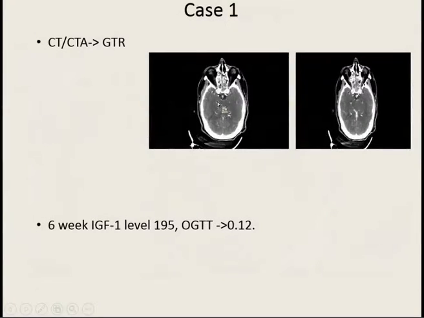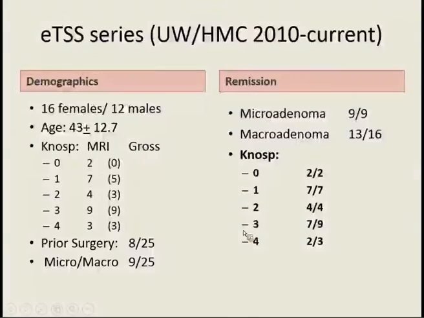So we always get CT angiograms following surgery to make sure the artery's okay. At 6 weeks, her IGF-1 level was 195, and an OGTT suppressed her growth hormone to 0.1. The cutoff for cure is 0.4. This is our early series, a couple years into practice.